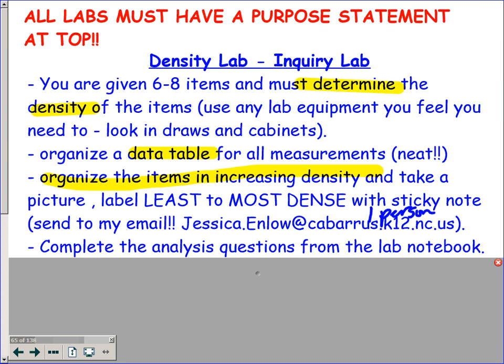On every lab, there are usually analysis questions, this lab included, so there are just a couple questions you'll complete after you've determined all of this.